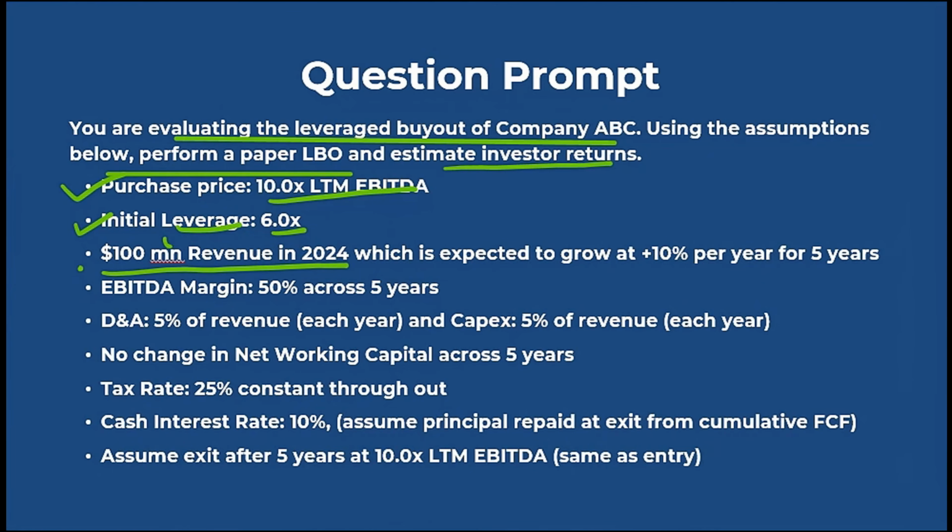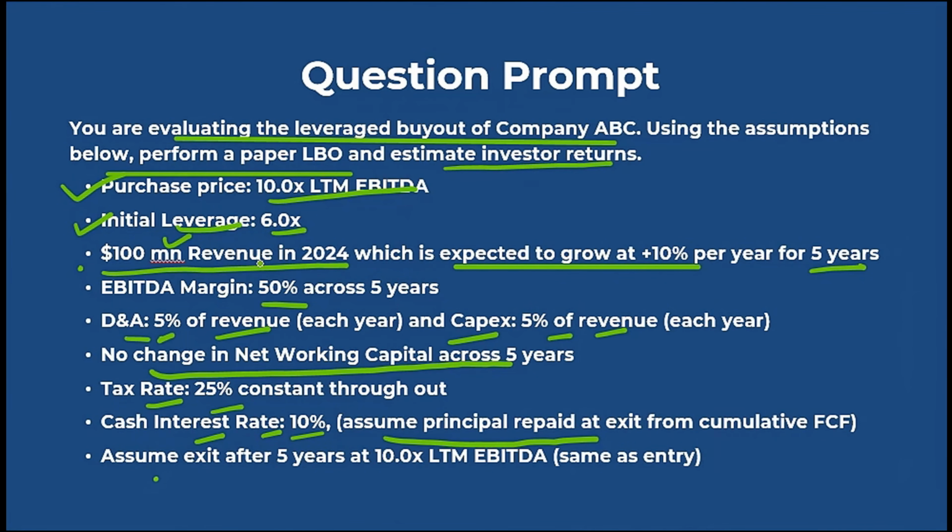Revenue in 2024 was $100, which is expected to grow at 10% per year for 5 years. EBITDA margin is given as 50% across 5 years. D&A, depreciation and amortization, is 5% of revenue, and capex is 5% of revenue. You have been given no change in net working capital across 5 years. Tax rate is 25% constant throughout. Cash interest rate is 10%. And you have been told that there is no principal repaid during the holding period. It's only paid at exit from cumulative free cash flow.